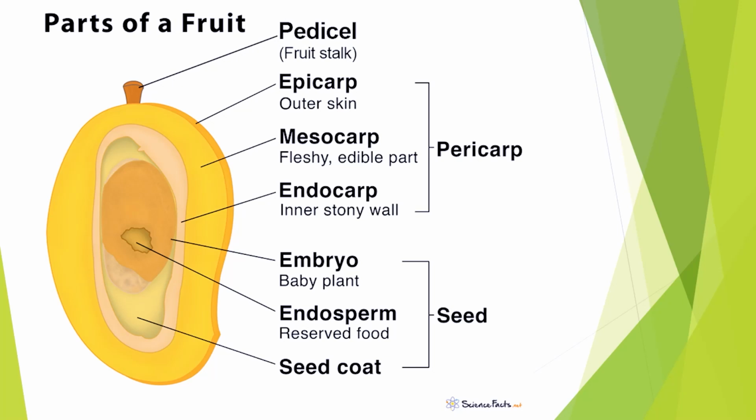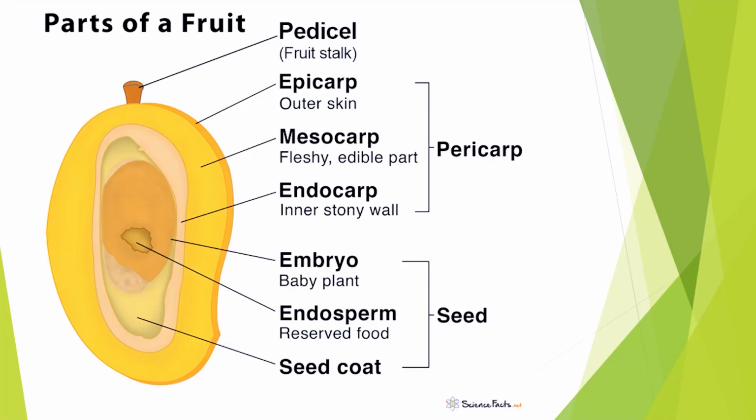In the case of the mango that is on our screen, the endocarp of the mango is stony in texture. It is stony. It is not soft. In some other fruits the endocarp may be soft, but in the one on our screen, the endocarp is stony. And within that endocarp is the seed bearing the embryo, the endosperm, and the seed coat.